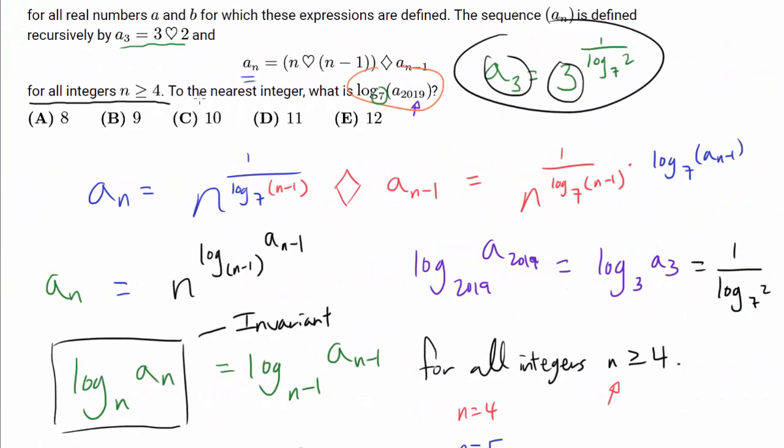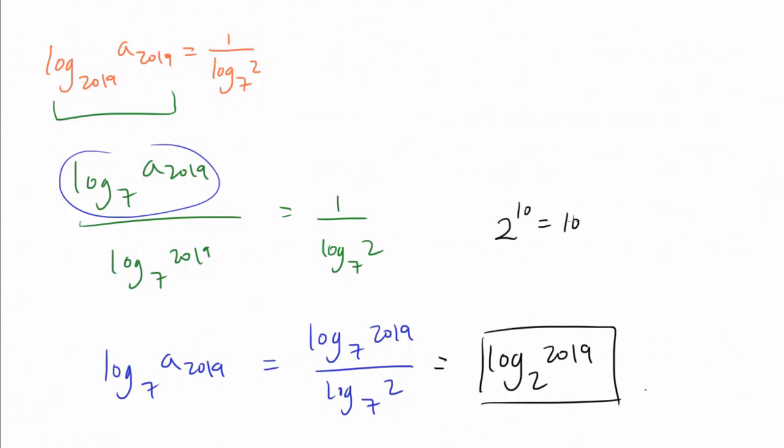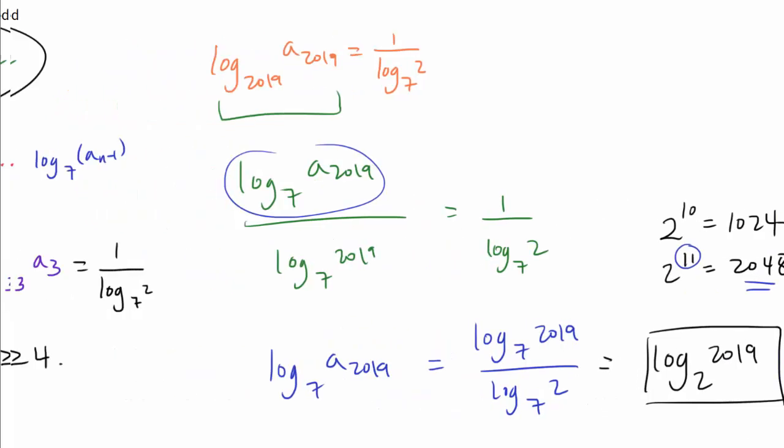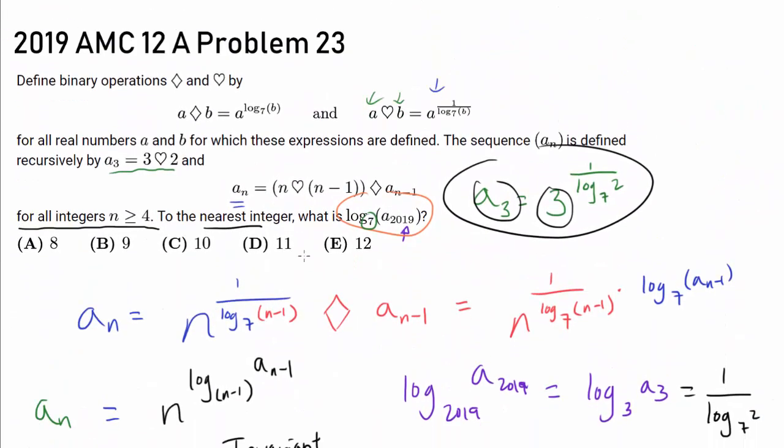But we want to find the nearest integer to what we got. So log base 2 of 2019, well, 2 to the 10th power is 1024, which means 2 to the 11th is 2048, and we want to find the log base 2 of 2019. So just by looking at this, we know we are closer to 11 than 10, so we are going to get approximately 11 as our final answer. So we know the answer to this question is D.